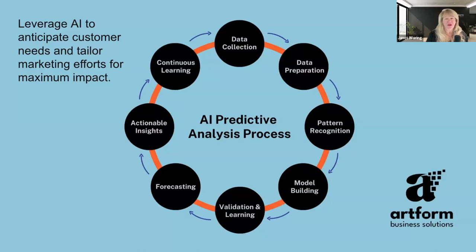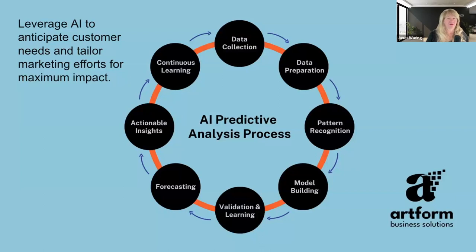So the way this works is the data is collected. It's gathering large amounts of historical data on consumer behavior. This data can include past purchases, online browsing habits, social media interactions, responses to your marketing campaigns, your email campaigns, and it takes all that data and cleans it and organizes it. Then the AI systems are trained to identify and handle the missing values, remove the duplicates, and correct the errors to ensure the quality of the data that's being used for the analysis.